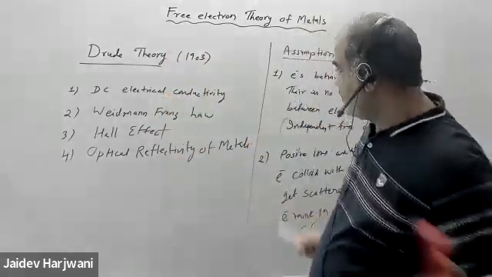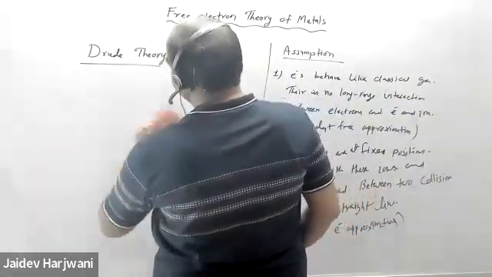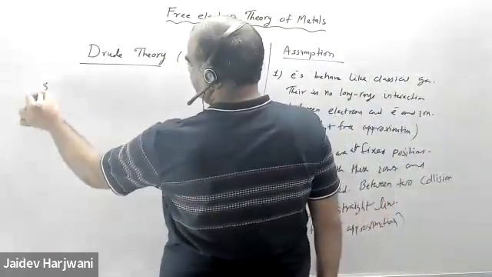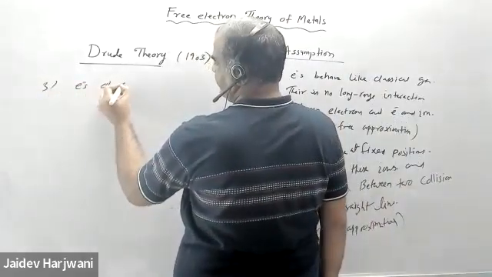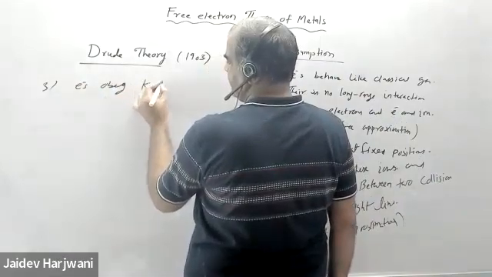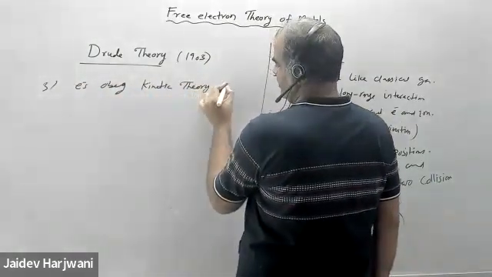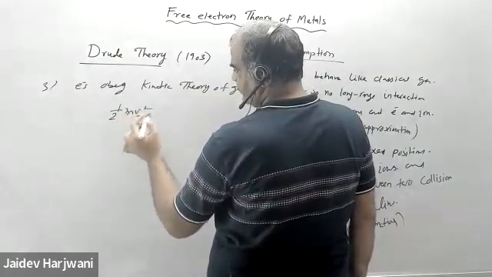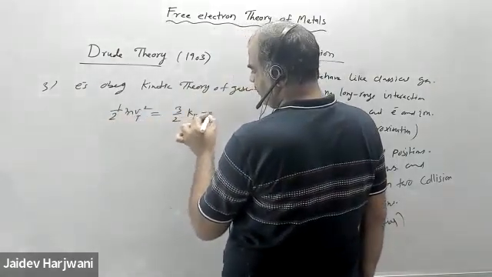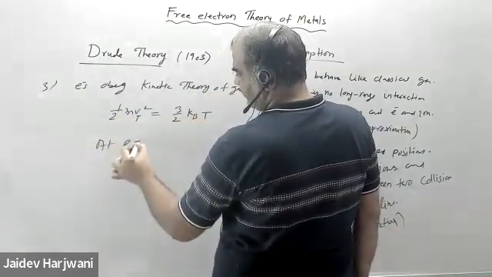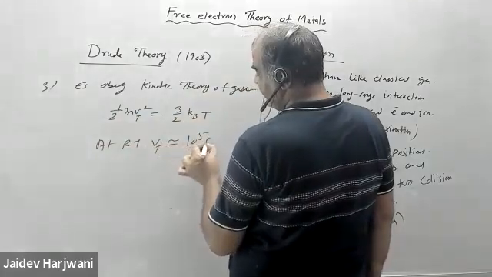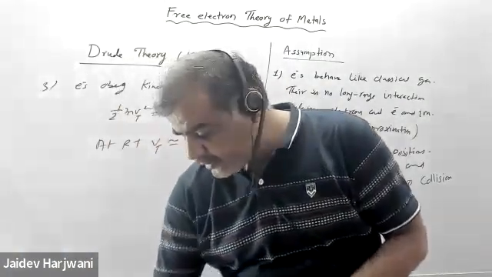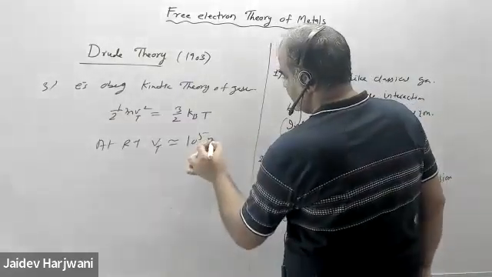Now, because electrons are behaving like a classical gas, obviously they will obey the kinetic theory of gases. So the third point is that electrons obey the kinetic theory of gases. That means if I want to calculate the mean thermal energy of an electron, it will be about 3/2 kBT. At room temperature, if I calculate the thermal velocity vT, it comes to around 10⁵ meters per second. So because of this thermal energy, the electrons move at that speed.